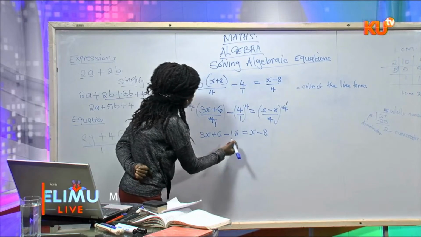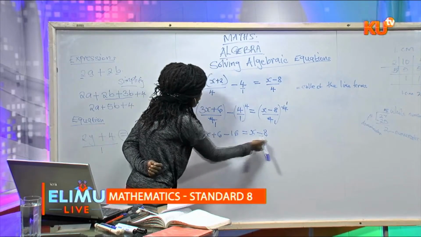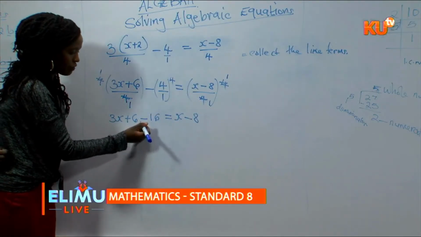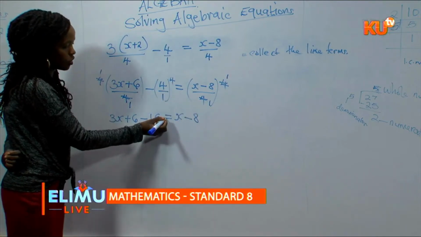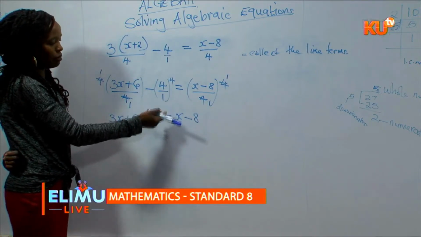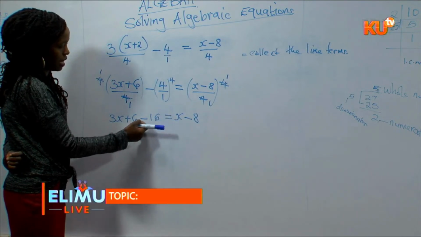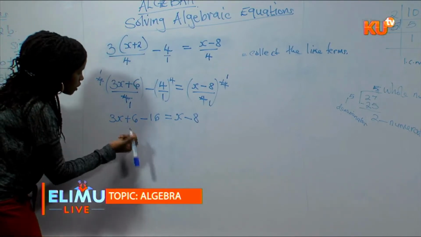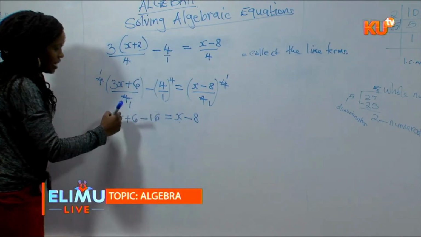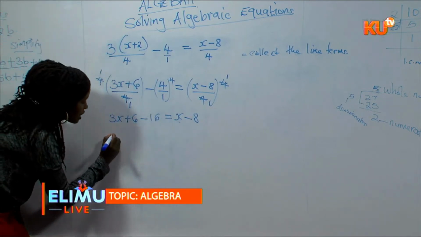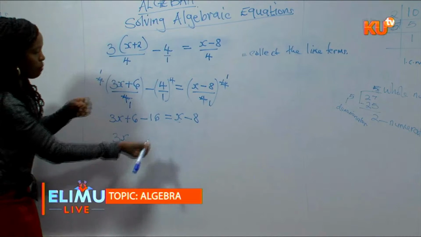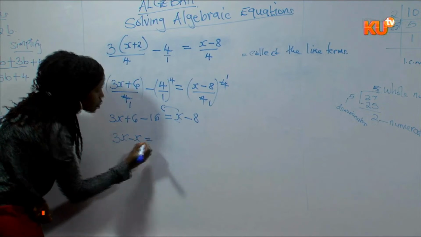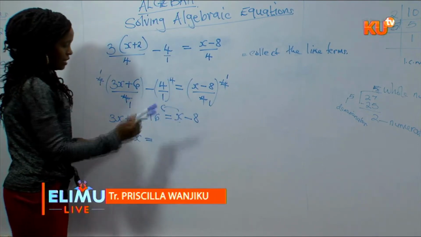If you look at these ones, we have -8 on this side, I have -16, and I have +6. When I move this -16 to the other side, it is going to become a big number. So it is easier to move this -16 and +6. And then this x, I move it to the other side, it's going to be -x. So that means I'll have 3x, I'm going to bring this to the other side, I'll have -x is equal to, I have -8.